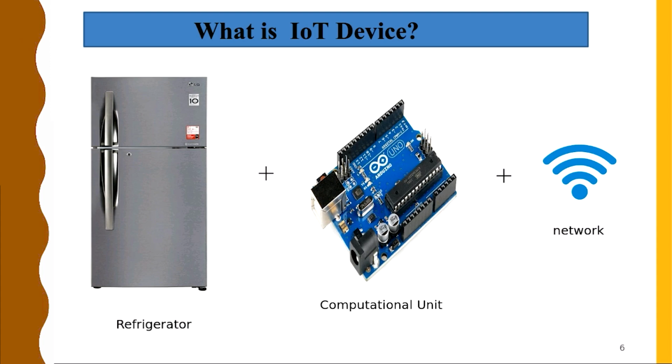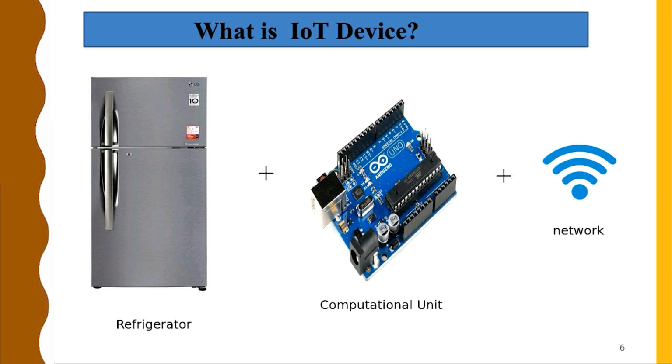Can I call that refrigerator an IoT device? The actual answer is no. The answer is no, because that refrigerator has a ringer, which means it has a sensor. We can call it smart, it has a sensor, but it is not an IoT device. It does not have network connectivity. So in that case, I cannot call that refrigerator an IoT device, right?